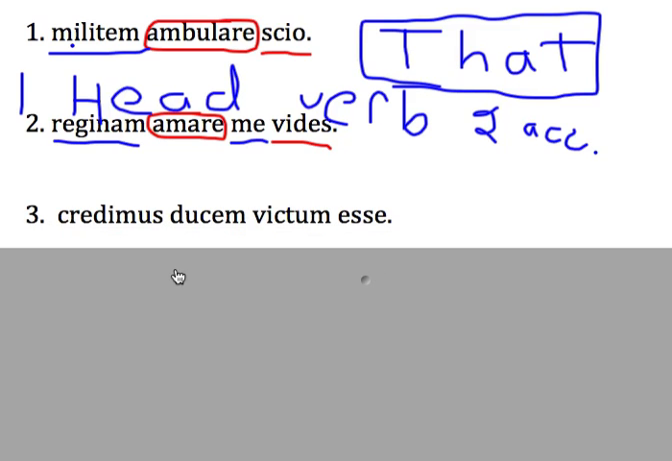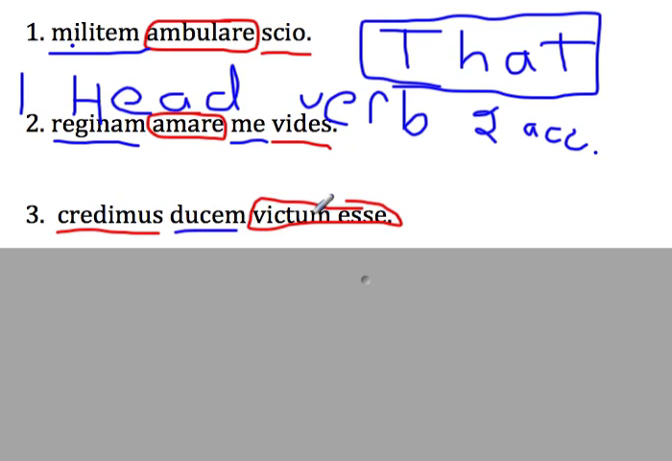Let's consider number 3. All right? We have credimus. That's a main verb, and it means believe, which is something you do with your head. Okay? Do we have an infinitive in here? Yes, we do. We have victum esse. That's an example of a perfect passive infinitive. Two parts, second part is esse. A perfect passive infinitive. Do we have an accusative here? Yes, we do. So we have a head verb, accusative, infinitive.